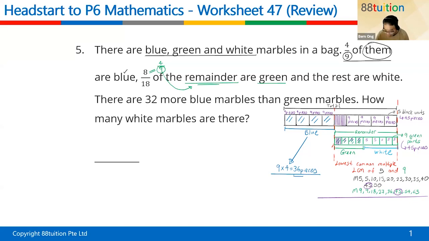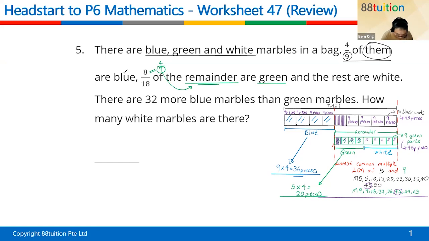How about the green? The green got how many pieces? So the green down here is 5, 10, 15, 20. Down here, can you see? 1, 2, 3, 4, 5. 5 times. I got 4 of it. 5 times 4 is equal to 20 pieces. All right, so the green is 20 pieces.